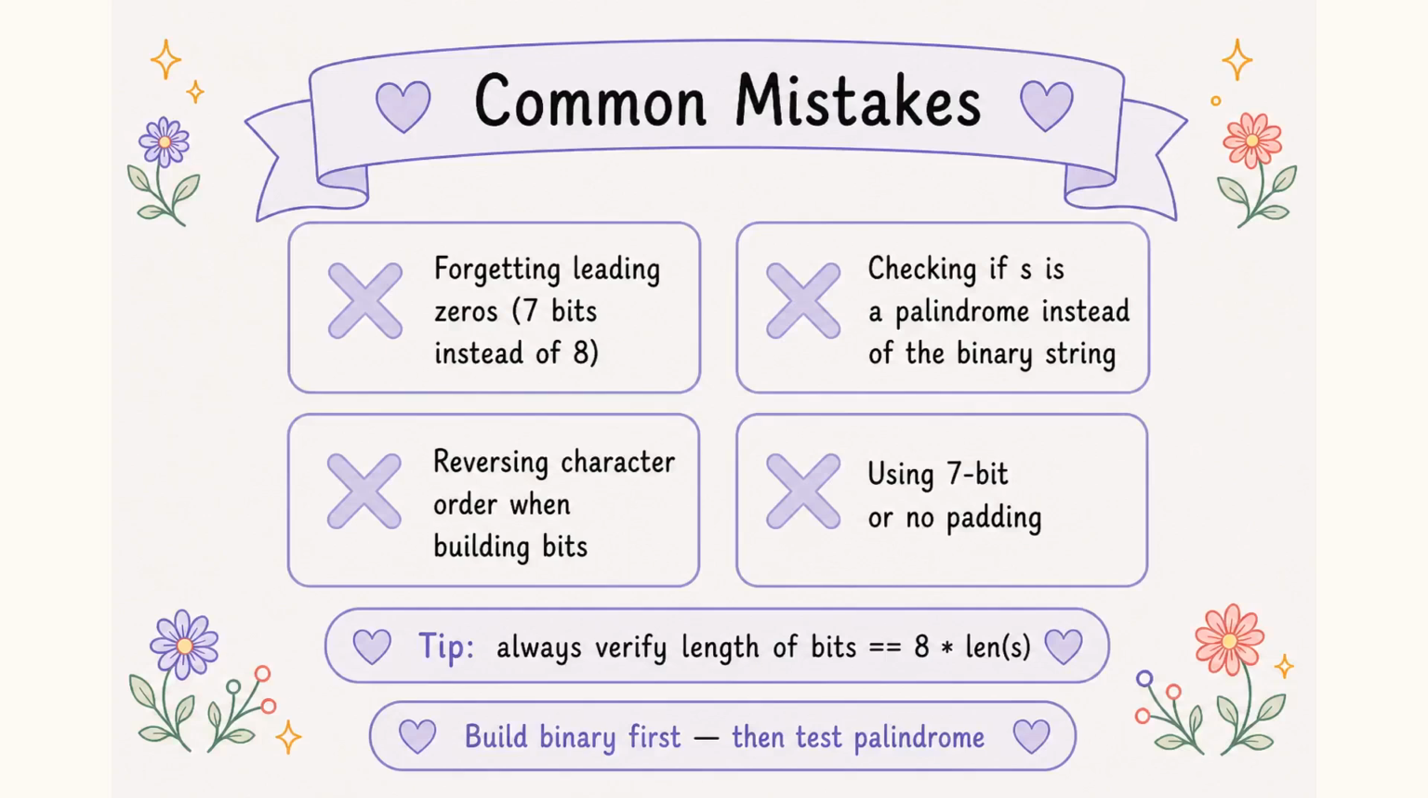Forgetting leading zeros and writing 7 bits. Checking whether S itself is a palindrome instead of the binary string. Reversing character order while building bits. Using the wrong bit width. Always verify the binary length equals 8 times the string length.